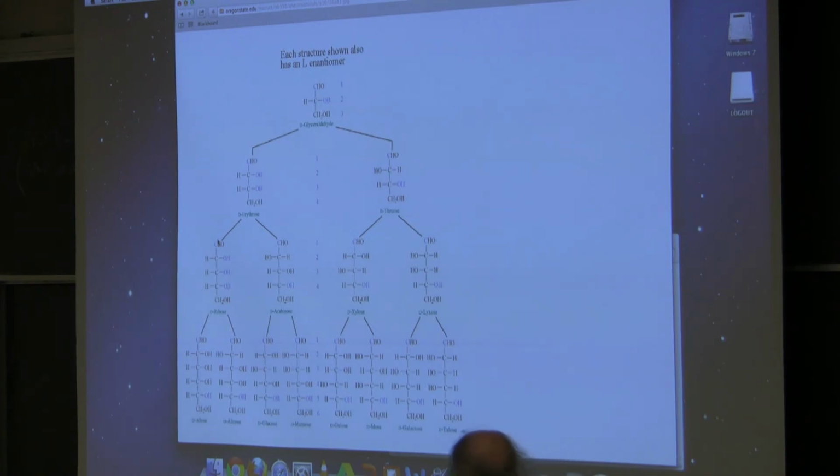This shows the D isomers, starting with 3 carbons, 4 carbons, 5 carbons, 6 carbons. And you said, but Kevin, wait, there are 16 6-carbon ones. This is only showing the Ds, for which there are 8: 1, 2, 3, 4, 5, 6, 7, 8. We will also have 8 L isomers.